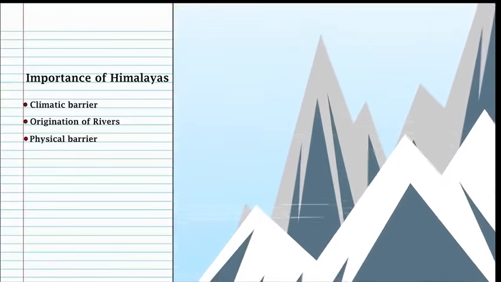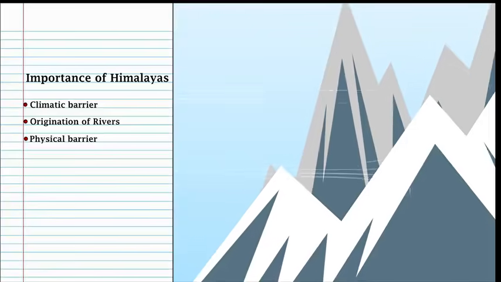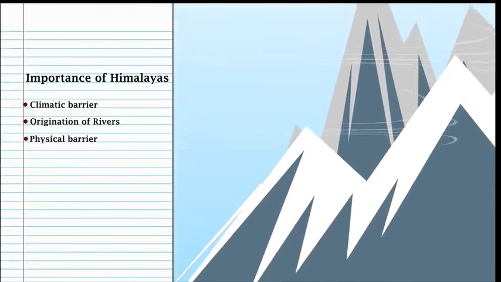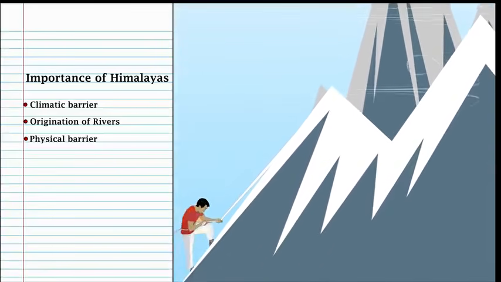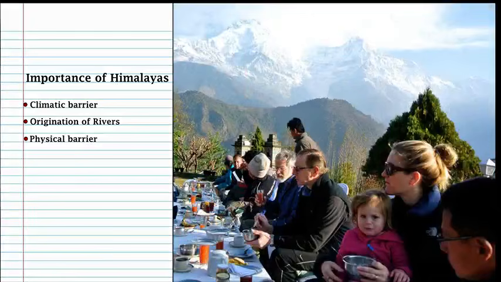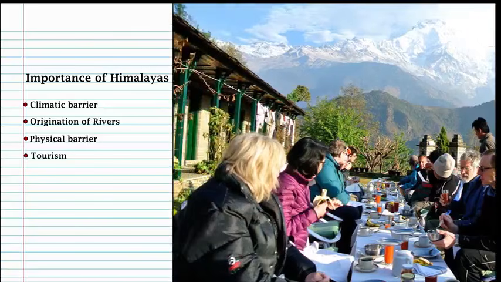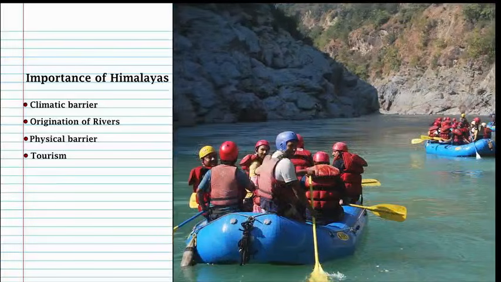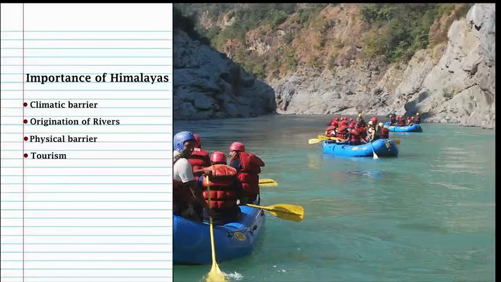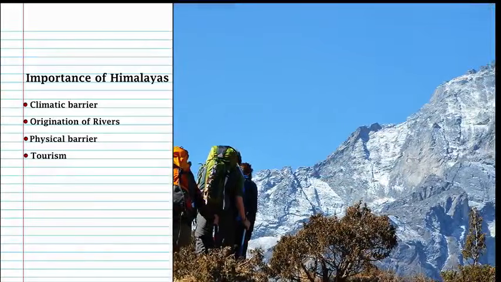Himalayas act as a barrier and make it difficult for the invaders to enter India from the north. 4. Tourism. Himalayas attract thousands of tourists from India and abroad. Tourists chasing adventures come to trek the Mount Everest.